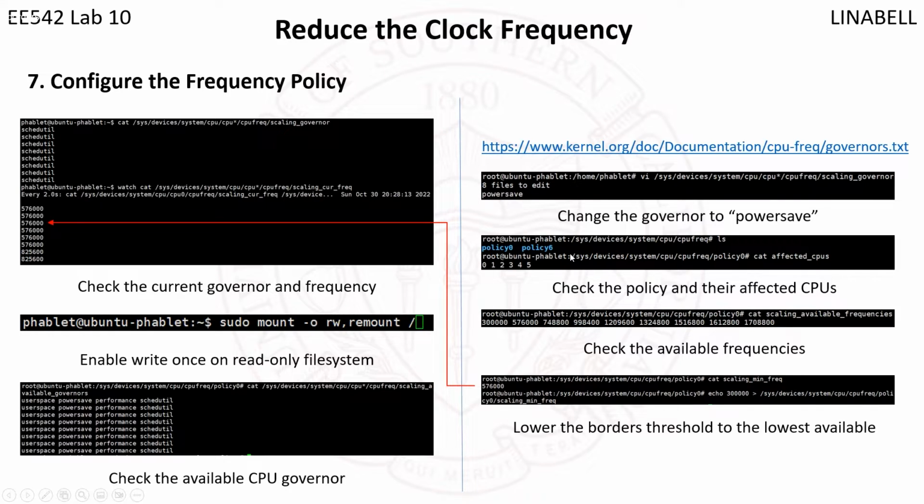After this, I noticed that there are 2 CPU policies on my phone. Each policy is controlling different cores as shown in the second picture on the left. Each policy has certain available frequencies that we can use. In my case, the lowest is 30,000. So I changed the frequency to 30,000 in the last picture.